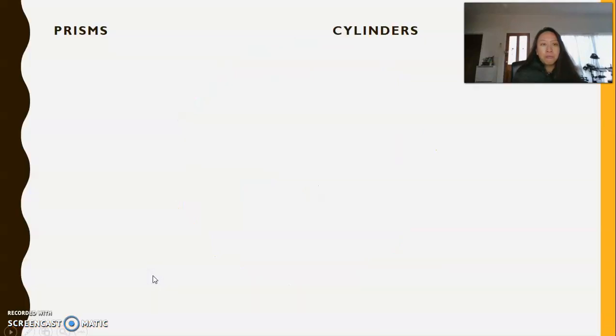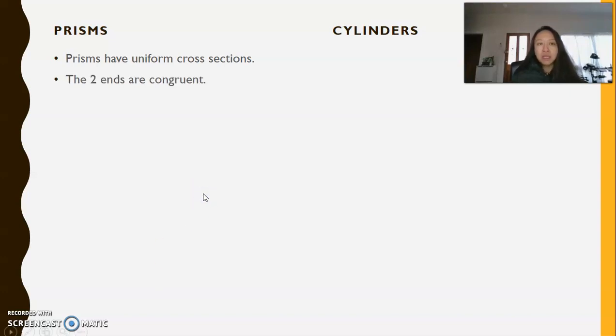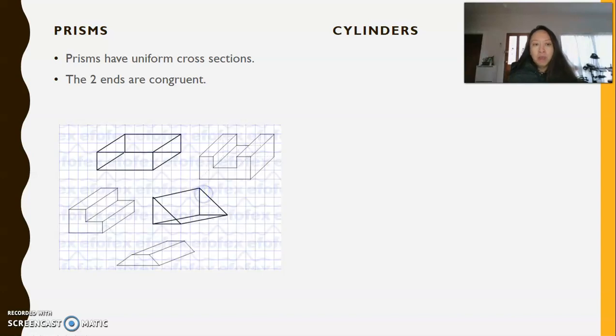So what is a prism? Prisms have uniform cross-sectional areas, so the two ends are actually congruent. I've drawn a few samples of prisms, and I have made the front of each shape the cross-sectional area. As you can see, the front and the back of each shape are congruent. Congruent means that they have both the same shape and the same size.